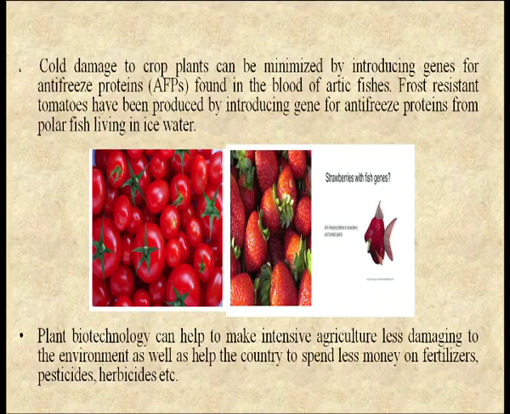Cold damage to crop plants can be minimized by introducing genes for antifreeze proteins found in the blood of Arctic fishes. Frost-resistant tomatoes have been produced by introducing genes for antifreeze proteins from polar fish living in ice water. Plant biotechnology can help to make intensive agriculture less damaging to the environment as well as help the country to spend less money on fertilizers, pesticides and herbicides.